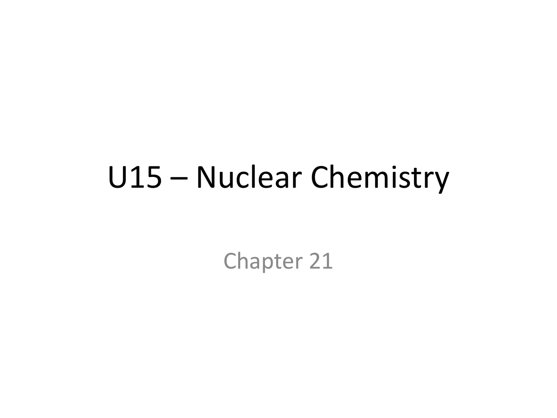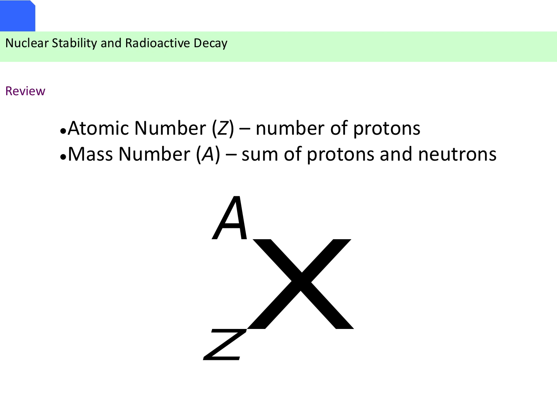Hey everybody, this is the first video lesson in Unit 15 on nuclear chemistry. If you'd like to follow along in your textbook, this is covering material from Chapter 21. The first thing we're going to talk about is the nuclear stability of an isotope of any particular element, and we'll also touch on radioactive decay.